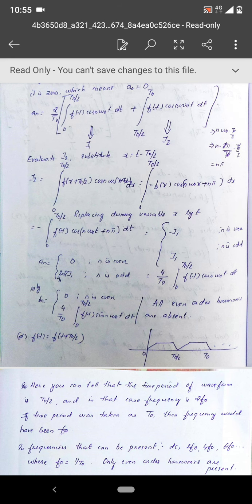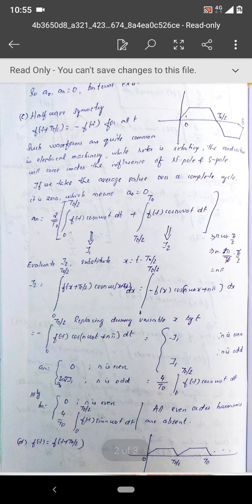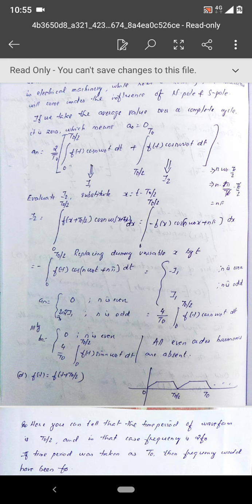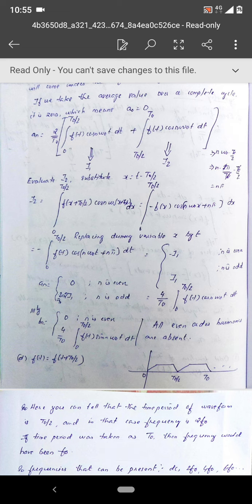So we can say that if we have a half-wave symmetry like that, all even order harmonics are 0. That is, the DC value is 0, then 2 times the fundamental frequency is 0, 4 times the fundamental frequency is 0, 6 times the fundamental frequency is 0. So every even multiple, every even order harmonic, is 0. The crux of the discussion is that in all electrical systems even order harmonics are absent. Why? Because of this half wave symmetry.